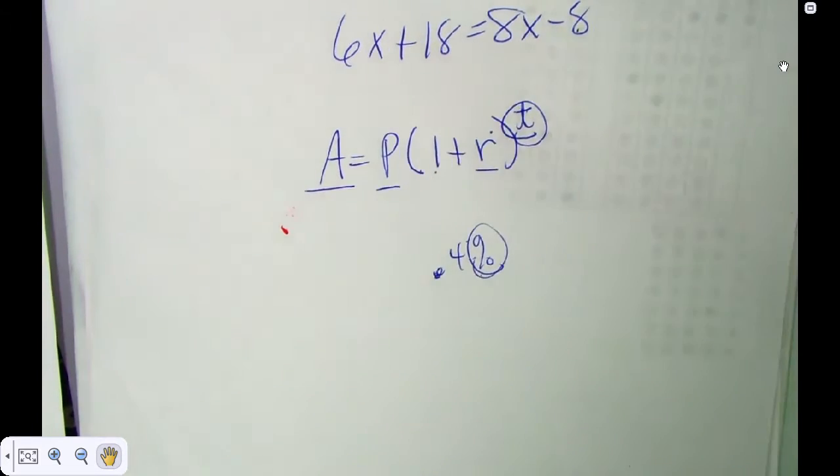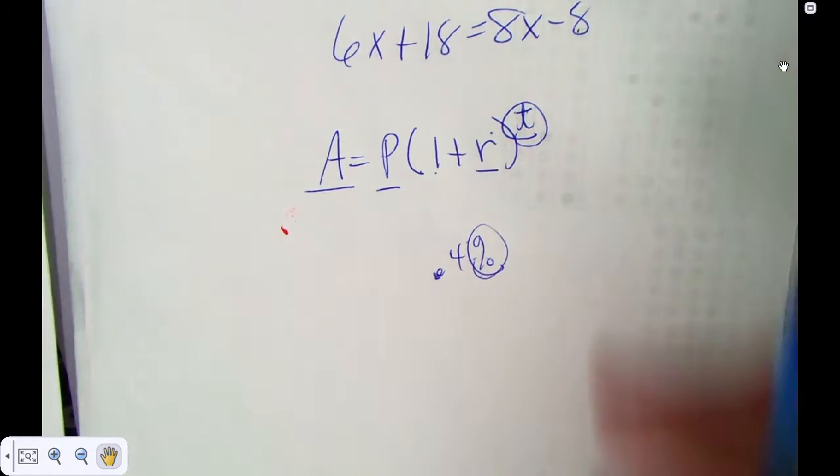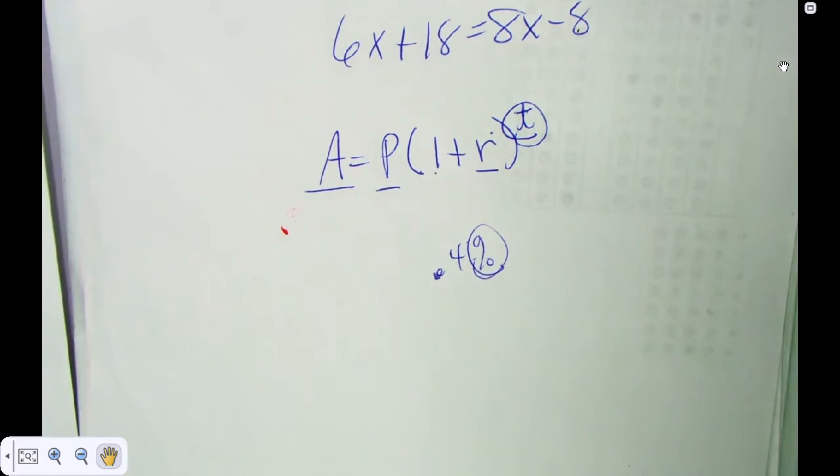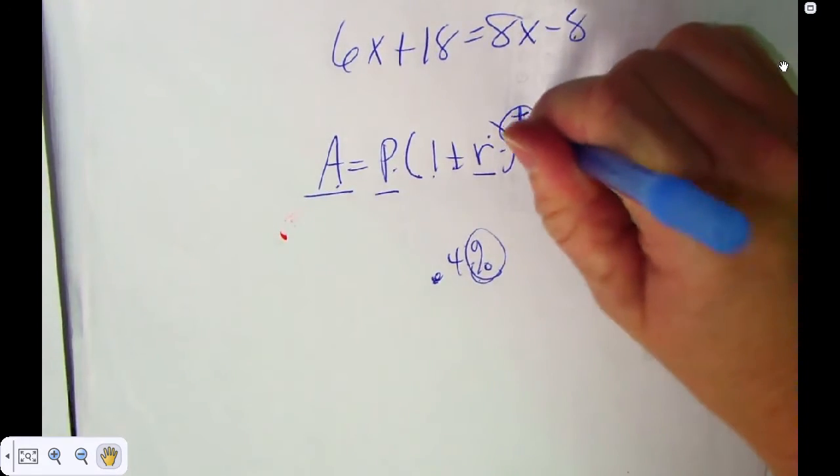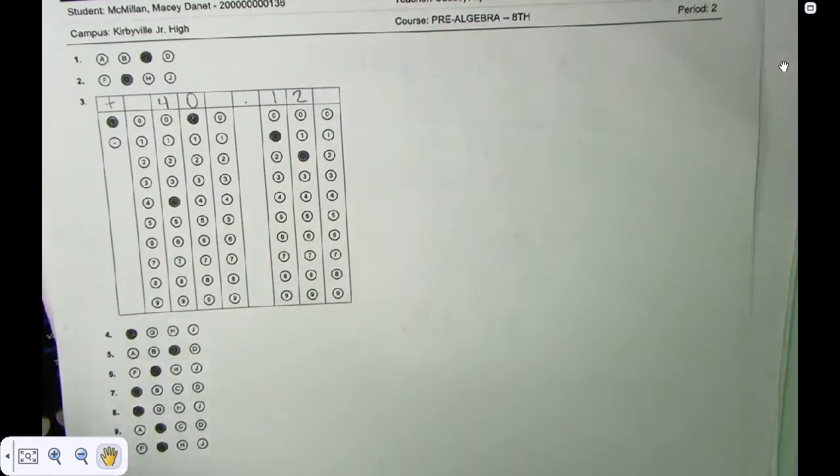What's the T stand for? Time in years. How long it's going to be in the account, or how long you're making the loan for. Okay. We got that? Everybody understands every part of that? Okay, good deal. Okay, look at 47.